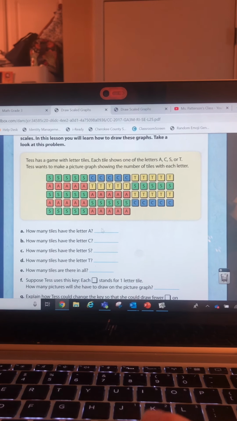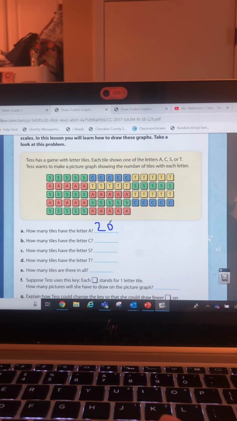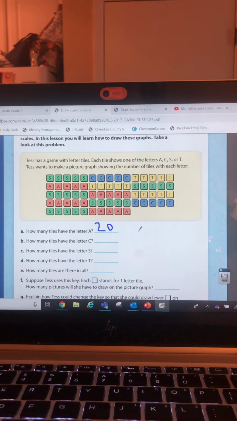Part A says, how many tiles have the letter A? This is pretty easy. You're going to count the letters. I see 5, 10, 15, 20 A's. How many tiles have the letter C? 5, 10. How many tiles have the letter S? So I'm just counting right now. That's all I'm doing. 5, 10, 15, 20, 25.